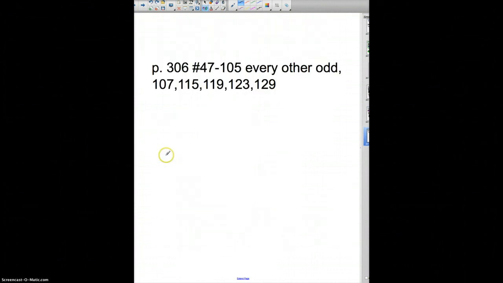Homework, page 306, 47 to 105, every other odd. So you're going 47, 51, 55, etc. up to 105. Then 107, 115, 119, 123, and 129.